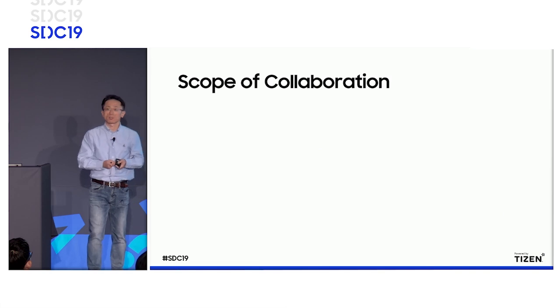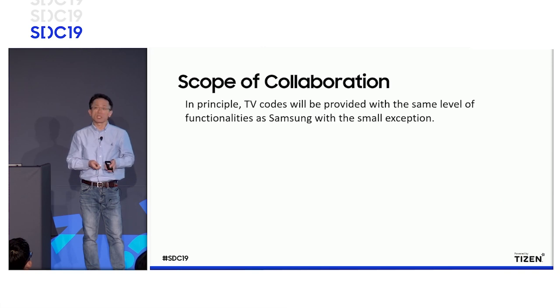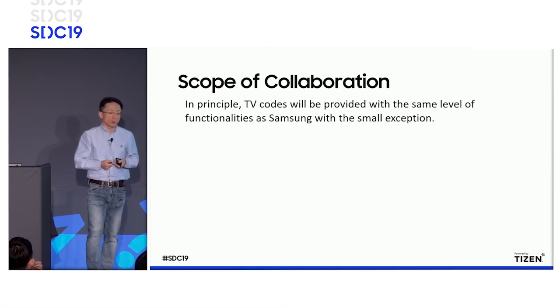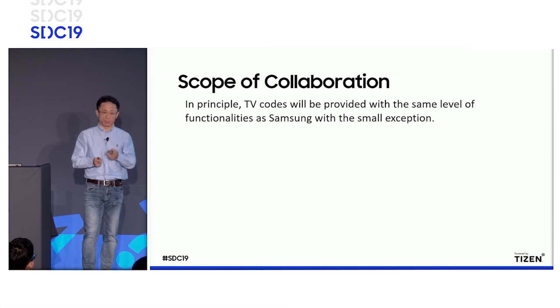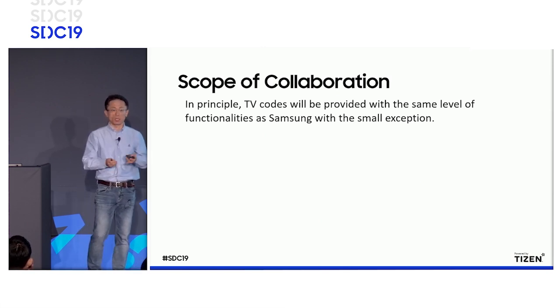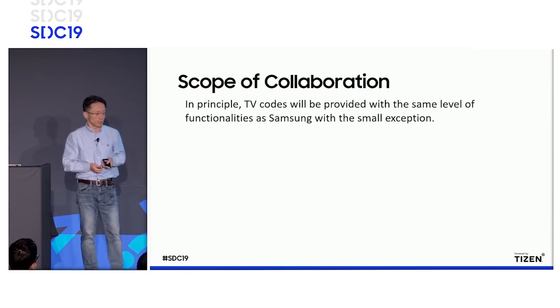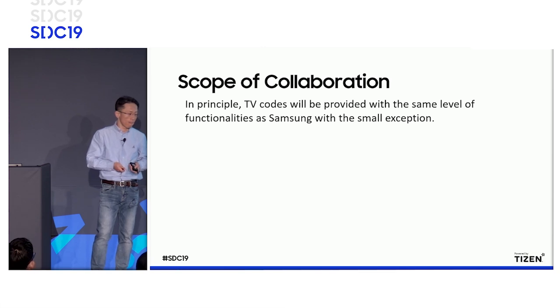Okay, then let's see the scope of collaboration between partner and Samsung. So, in principle, TV cores will be provided with the same level of functionality as Samsung. But we have a small exception, for example, patent or intellectual property rights and so on. Those kinds of exceptions exist, but basically we want to provide similar functionality as us.